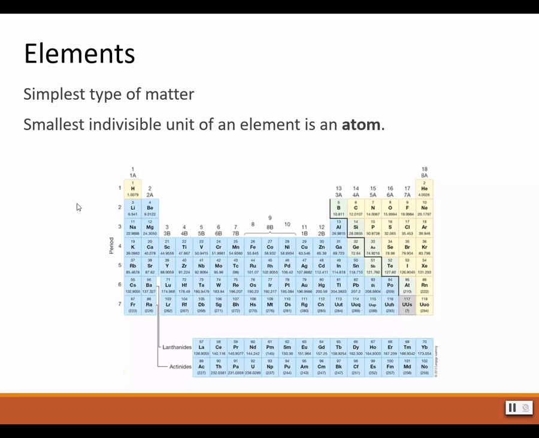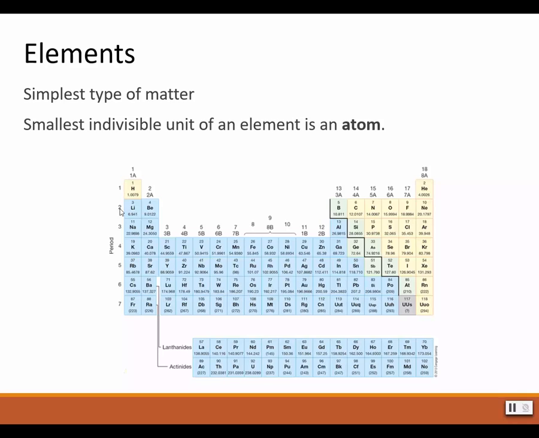So elements, as hopefully you remember from your high school chemistry or your intro class, that's matter that is the simplest type. You cannot further subdivide that substance without that substance losing its unique individual properties. And the smallest indivisible unit of an element is called an atom. Now we're going to talk later on in chapter 2 about the particles that make up an atom. But those subatomic particles, you cannot muck around with and still have that same element.